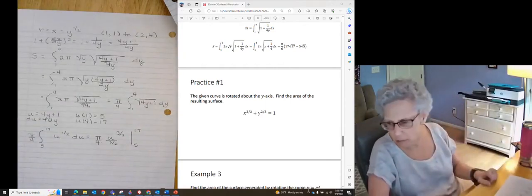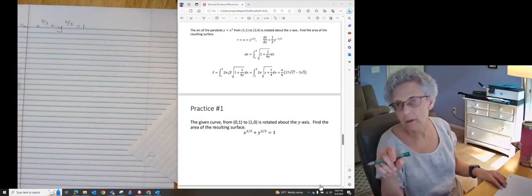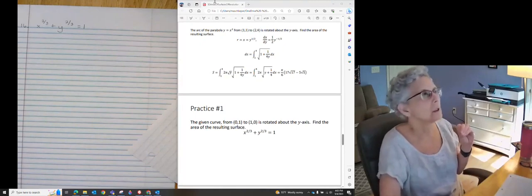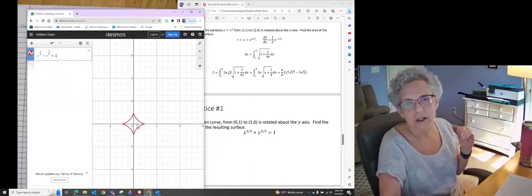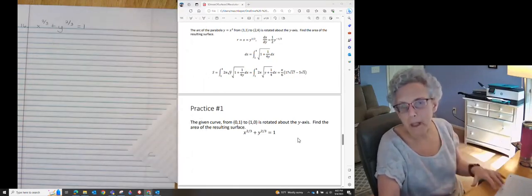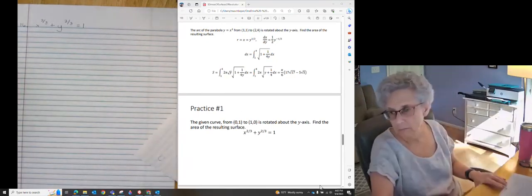Now, do practice number 1. I had to give you limits of integration, so we're going from the point (0, 1) to the point (1, 0). Let me show you what this looks like. This is the entire graph. It looks like this weird little diamond shape. So you're going to end up with kind of a tent, finding the surface area of that little tent as it's revolved around the axis. So give it a try. We'll come back and compare answers.